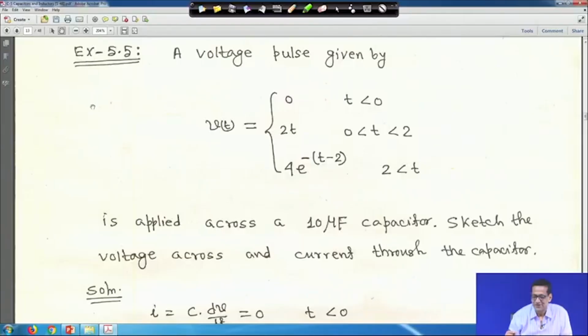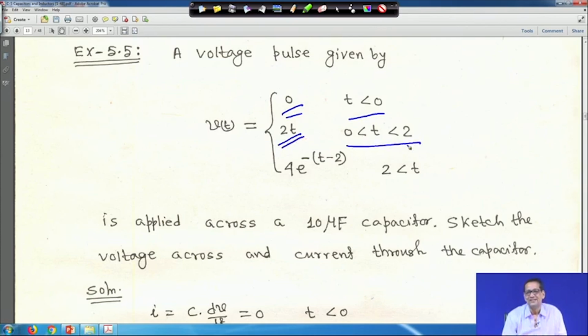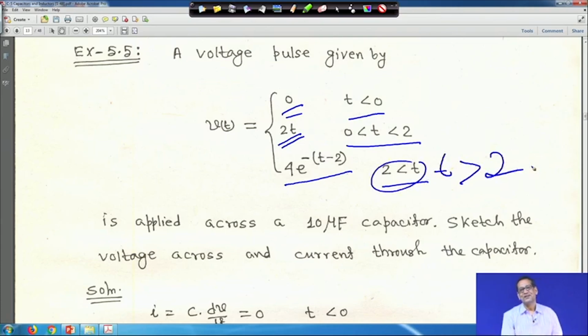And next we will take a voltage pulse given by this. It is given that V(t) is equal to 0 for t less than 0, that means past history. When V(t) is equal to 2t, there will be a linear relationship with time between 0 and 2 seconds. Another thing is given that V(t) is equal to 4 e to the power minus (t minus 2) when t is greater than 2. In other words, you can write this when t is greater than 2.